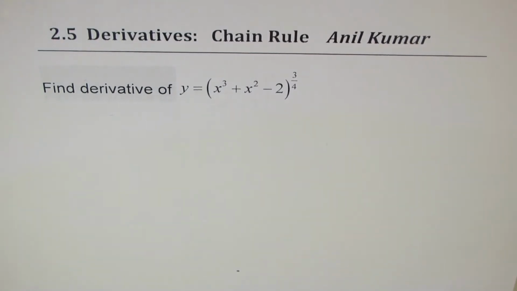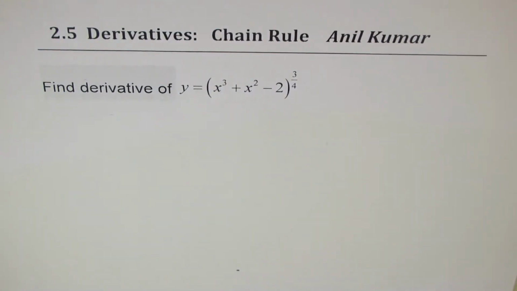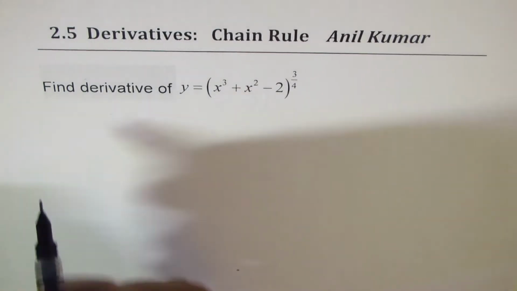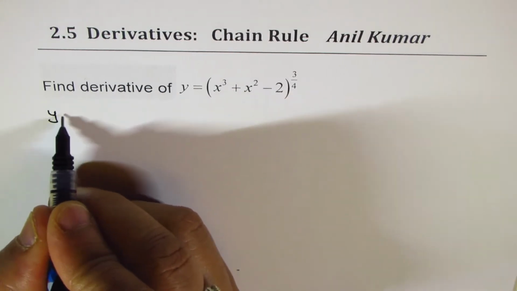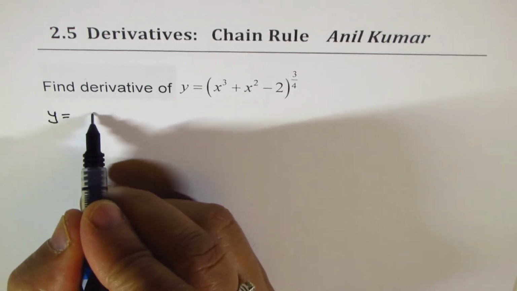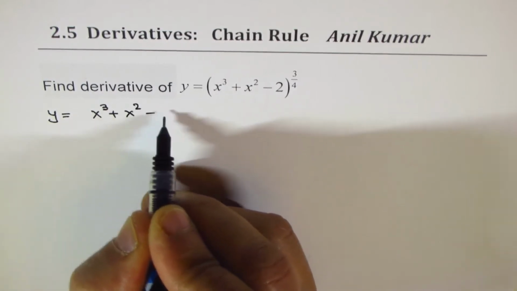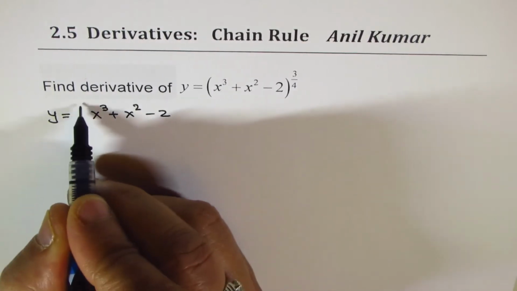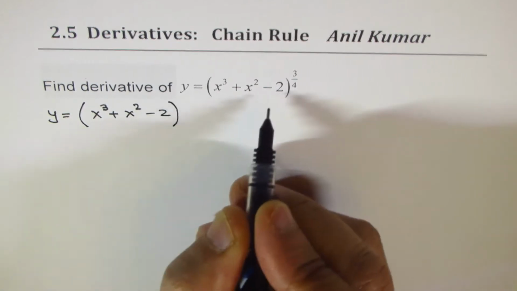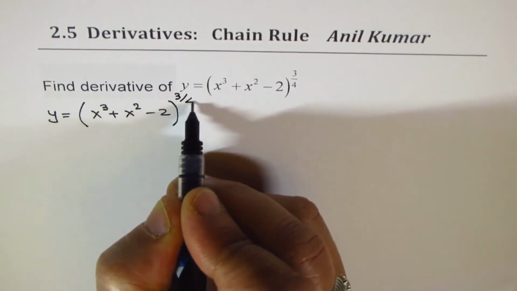Now the very first question here is a relatively simple question. What we're talking about is a function which is y equals x cubed plus x squared minus 2, all to the power of 3 over 4.